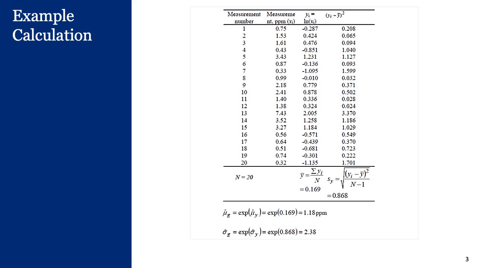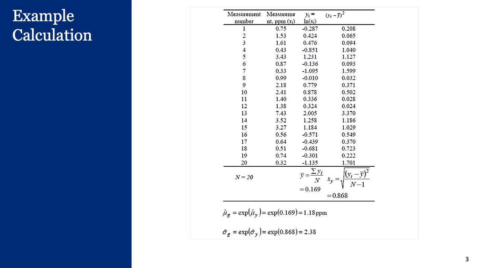Now we can go on to the fourth column of numbers. So now we're trying to find out the standard deviation of these log transformed values. So y sub i minus y bar squared. From each one of these y sub i's, you subtract out y bar, or 0.169, and you square it. And so that's the value for each row in the fourth column. And then you sum up these squares, and you divide by n minus 1, and then you take the square root of this whole quantity, and you get the standard deviation, which is 0.868. So this is the standard deviation of the log transformed values.